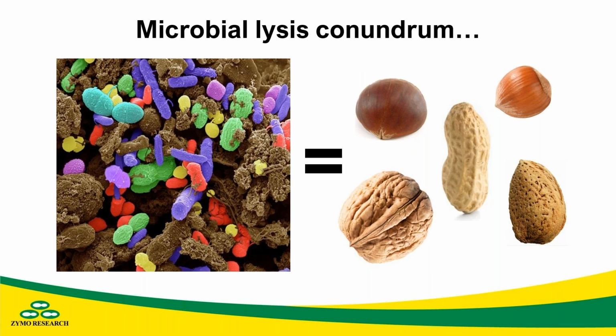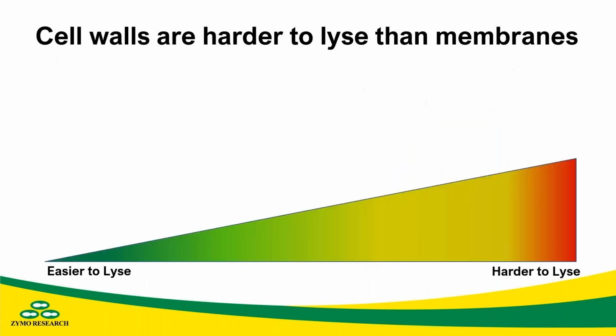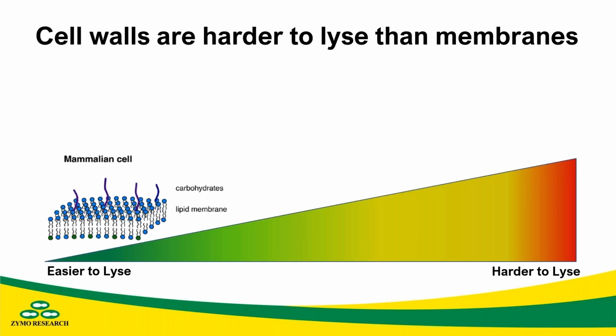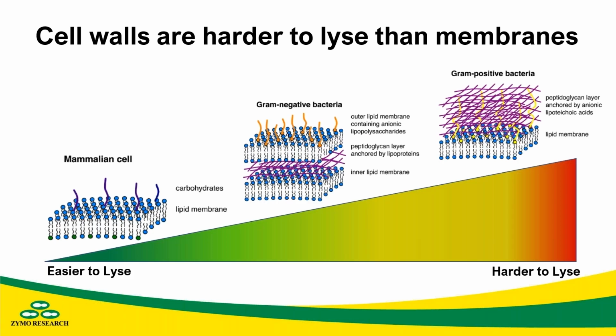When isolating DNA from a metagenomic sample, an analogy we like to use is that each organism is like a different nut, which we must crack open to reveal the genomic information inside. And certain nuts are harder or more difficult to crack open, or lyse, than others. For example, mammalian cells, which do not have a cell wall, are easier to lyse compared to bacterial cells, which are encased by a cell wall.